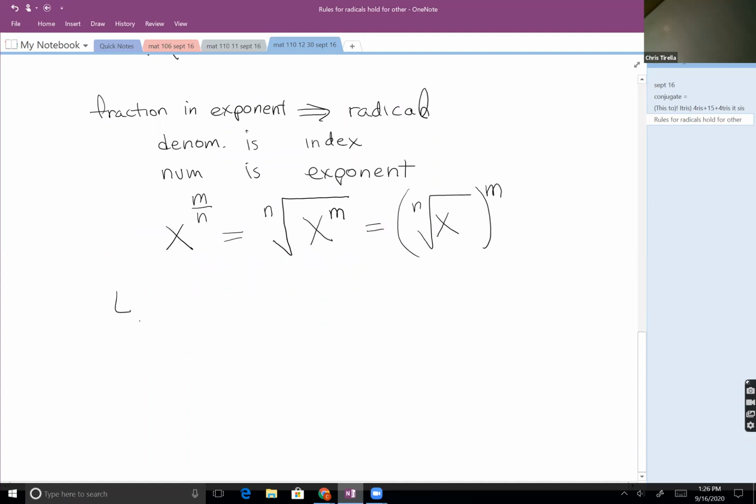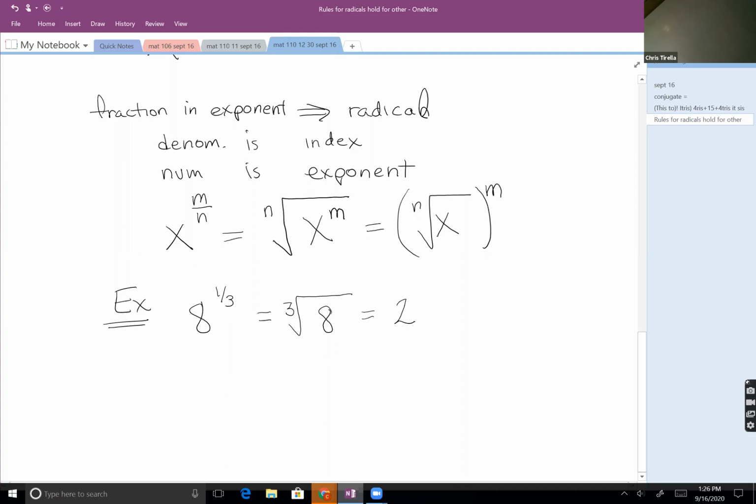So for example, if I look at 8 to the 1/3, it's a fraction, I'm taking a root. The denominator of the fraction is 3, so I'm taking the cube root of 8 to the 1st. And the cube root of 8 is 2.